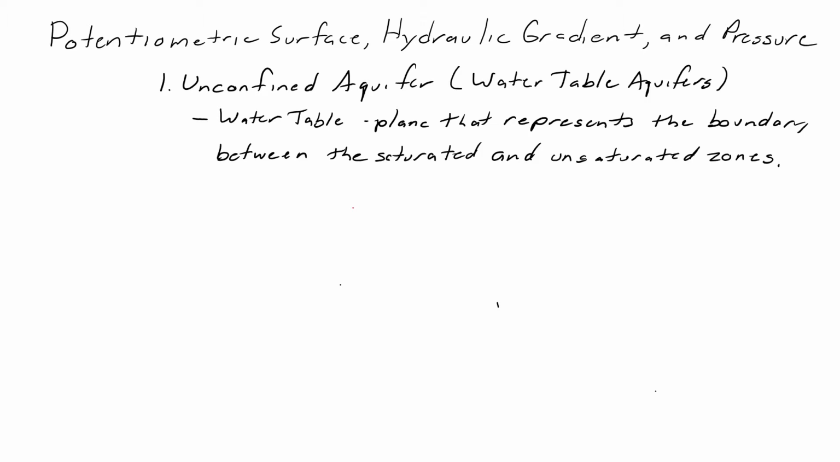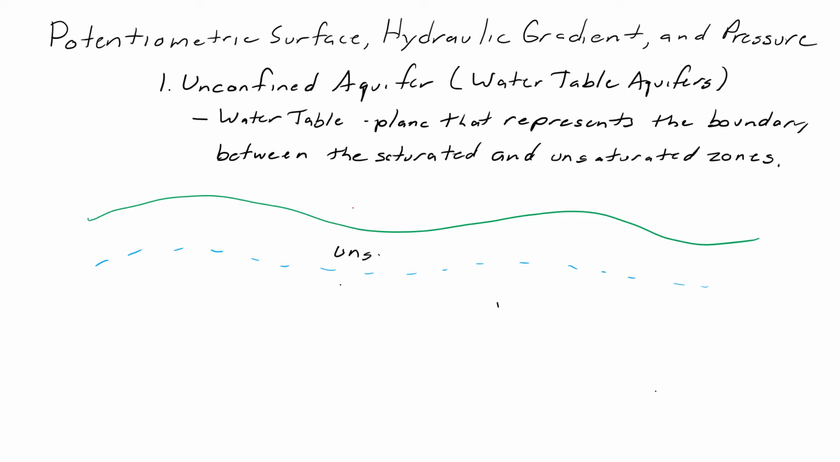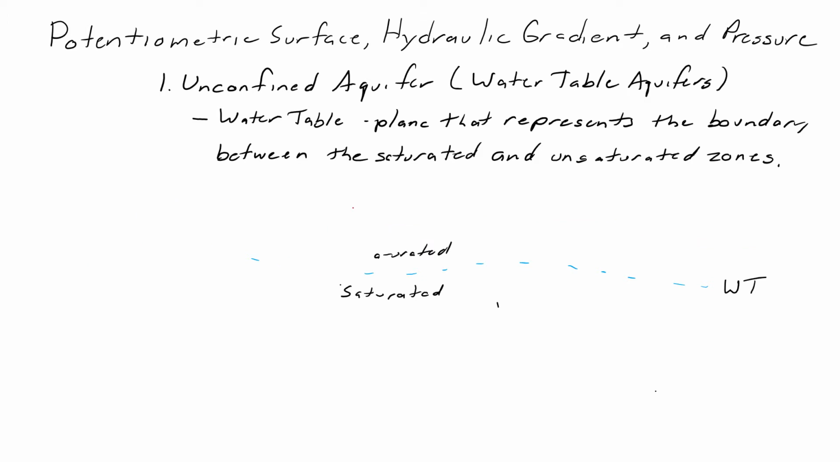So as I said, I like the word plane because when I draw this in class a lot of times, I make this the surface, right? And then I have this boundary between the unsaturated zone here and the saturated zone below. But in three dimensions, this boundary is actually a plane, okay? Or plane really isn't the best word because it undulates, but it's a surface. So it's a surface that represents the boundary between the saturated and the unsaturated zone. So we've talked about that a little bit. In three dimensions, this is a surface.